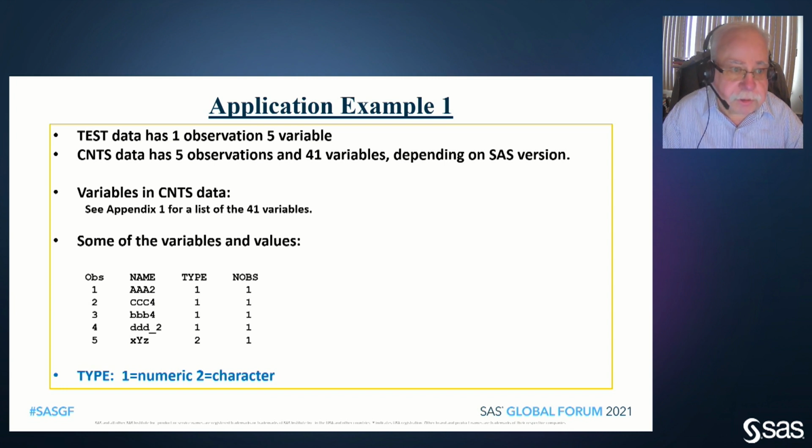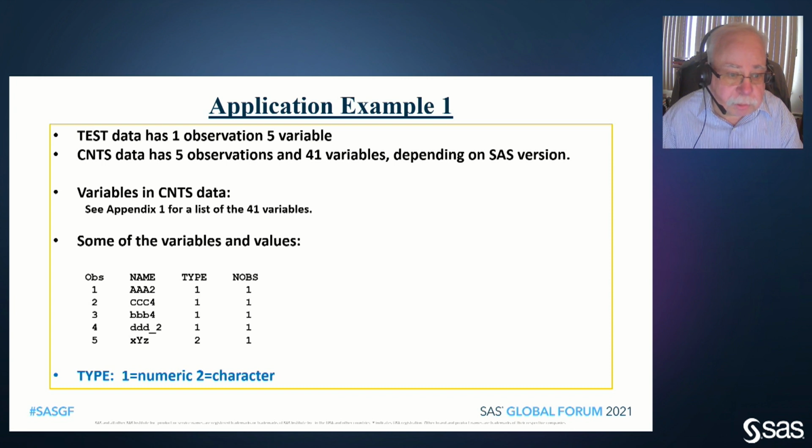Okay, here's a few questions here. The test data has one observation of 5 variables, but the CNTS data set has 5 observations, the variable names, as you see down on the lower part of the slide, and 41 other variables depending on the version of SAS you're using. So the variables in the contents data, there's an appendix in this presentation for a list of the 41 variables that I was able to access from when I developed this program.